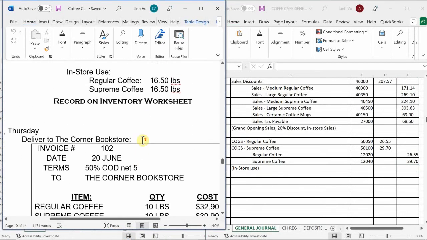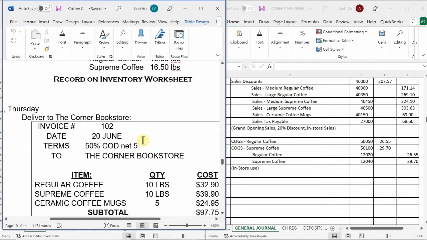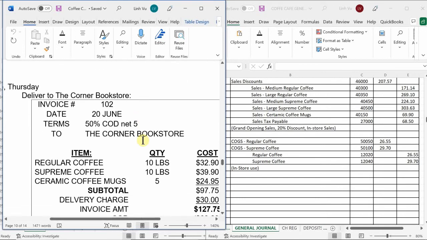Okay. So we are finally on the next day, June 20th, Thursday. And let's see what we have here. We end up delivering to the corner bookstore.